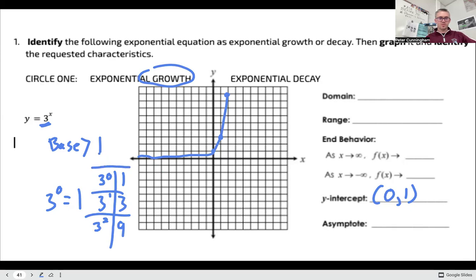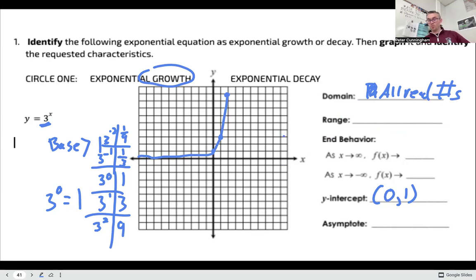Now, I know 3 to the power of negative 1 is 1 over 3. 3 to the power of negative 2 is 1 over 9. But we're not really going to be able to tell that on the graph. But we should be able to know it. So domain, it's always going to be this. Domain is all real numbers.